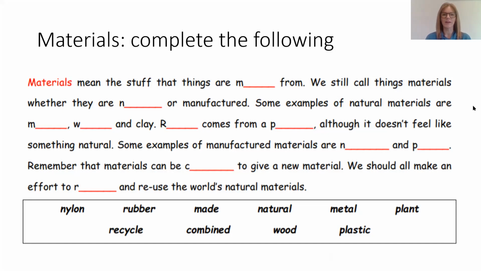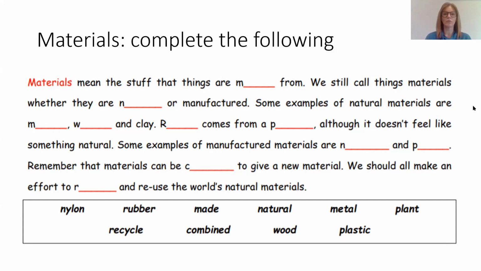So have a look on here. It talks you through it. You have got to complete the paragraph, and there are some words at the bottom to help you. So materials mean the stuff that things are made from. I've just given you that first one. We still call things materials whether they are natural, have a look at the bottom, or manufactured. Some examples of natural materials are blank, blank, and clay.